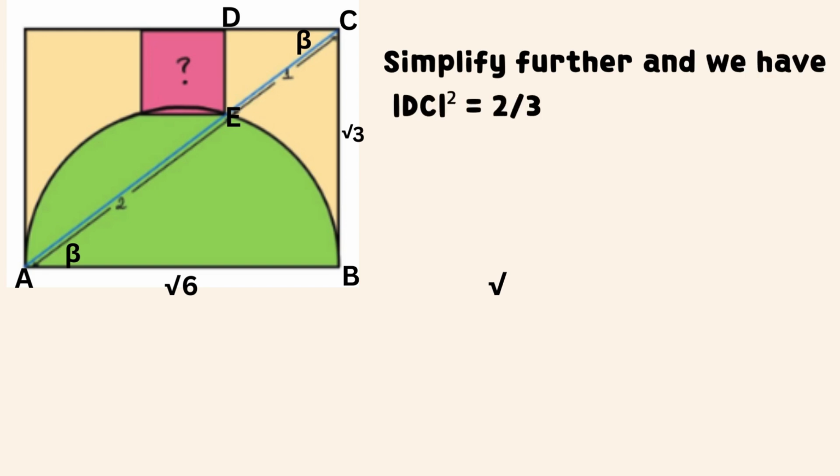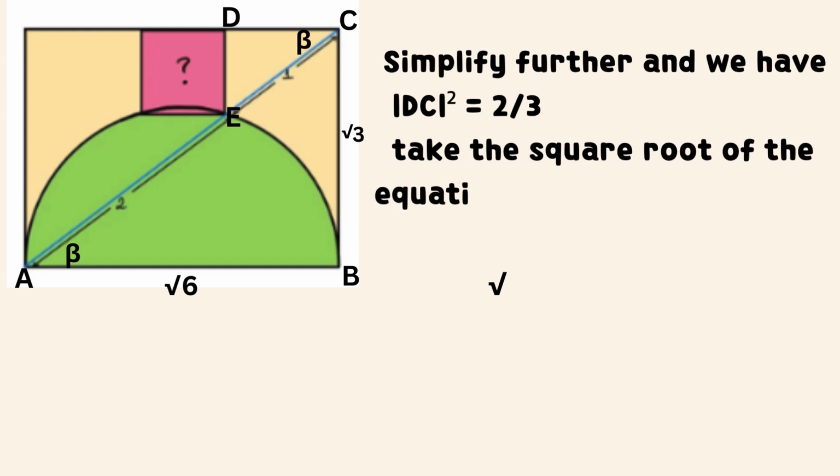Simplify further and we have that the square of line DC equals 2 divided by 3. Take the square root of the equation. It implies that line DC equals the square root of 2 divided by 3. We cannot assume that the red region is a square without knowing its length and width. For that reason, we have to find them before we can solve for its area.